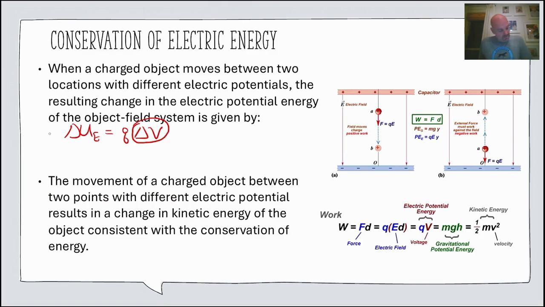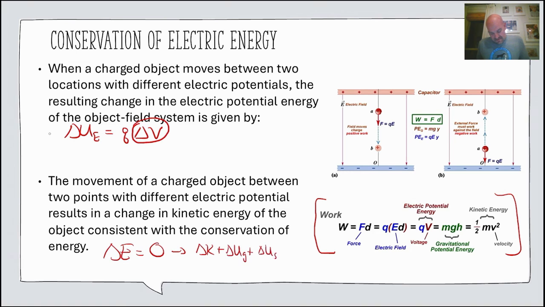The movement of the charged object between two points will result in a change in kinetic energy of the object consistent with conservation of energy. You can kind of see what that looks like over here. The way you think about it: conservation of energy, delta E equals 0, which means delta K plus delta U sub G plus delta U sub S plus delta U sub E all equal 0. Again, we're just expanding on the energy that we've already talked about in mechanics.